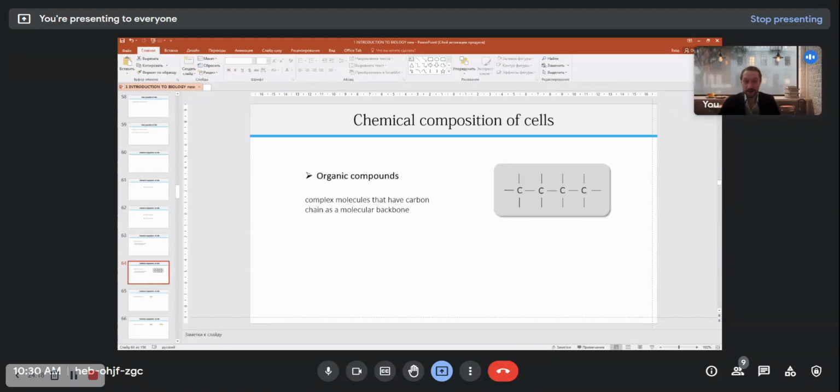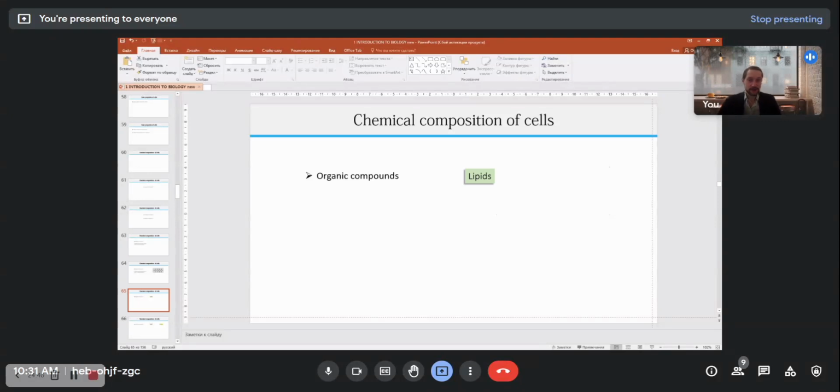But what you see is not yet an organic molecule. It is not complete. This is only an illustration of a carbon chain as a molecular backbone. And you see that each carbon has several, so to say, free hands, and something can be attached at each free hand of each carbon.